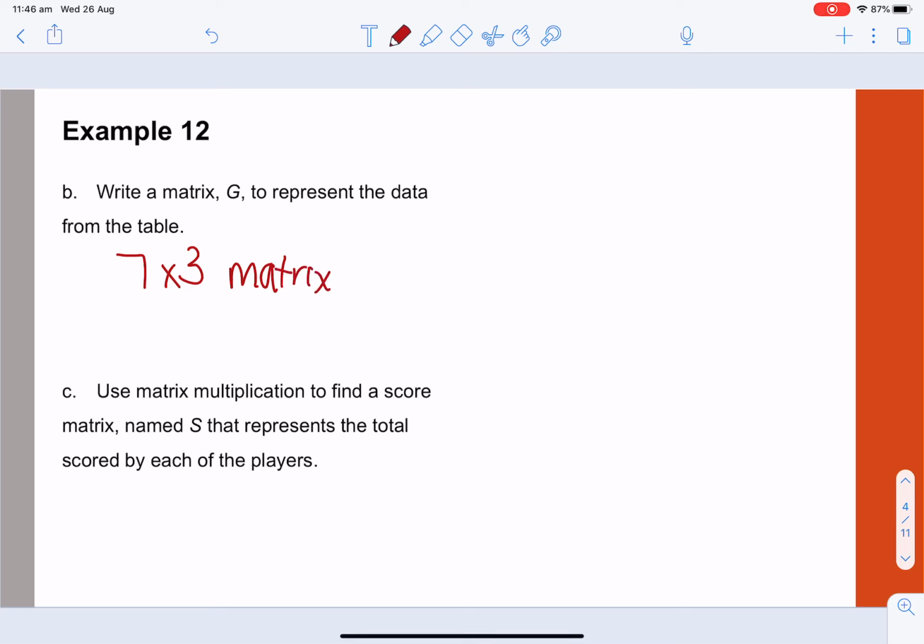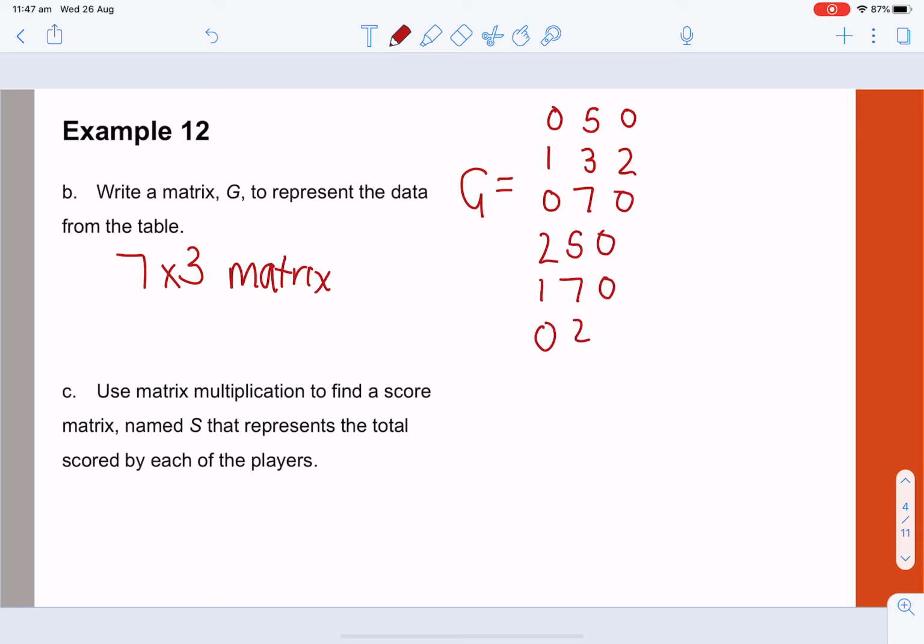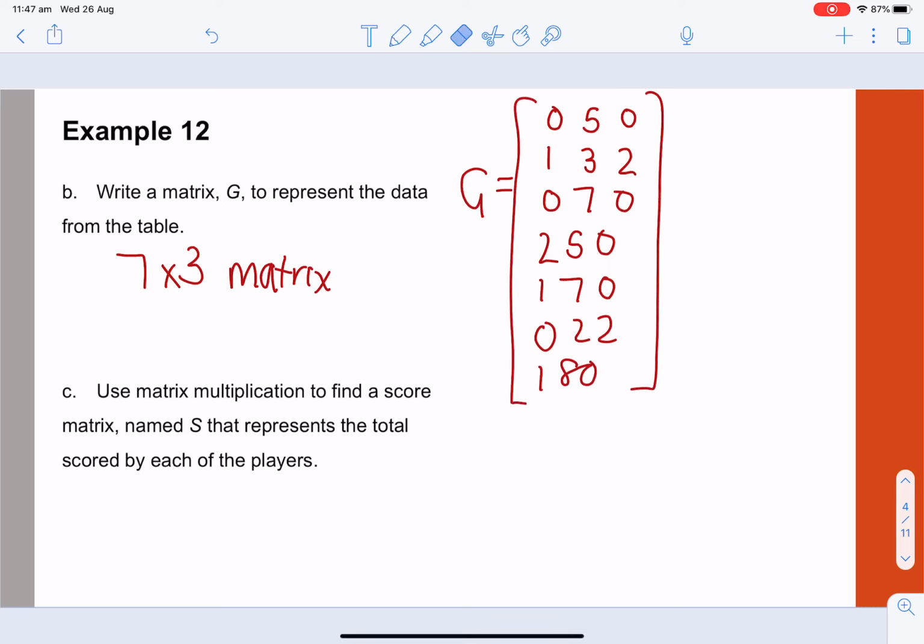I need to label it as matrix G. And then I just take the same information from the table, keep it in the same rows and the same columns, 2, 5, 0, 1, 7, 0, 0, 2, 2 and 1, 8, 0. I went a little bit large and a little bit crooked again. Let me neaten those 2 up. Done. Marginally better. So now I have a matrix G that represents the data from the table. I haven't amended any of the data. Haven't altered any of it, I've kept it as is.